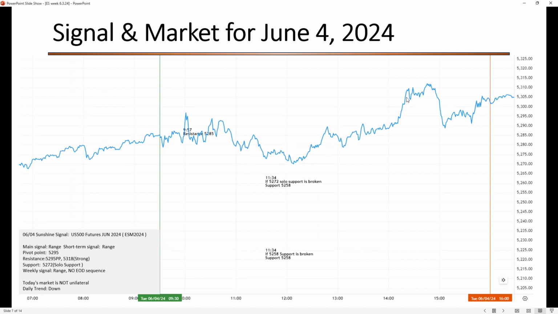The prices then moved back up to the 53.10 level, which was actually the level where prices broke down from the day before.